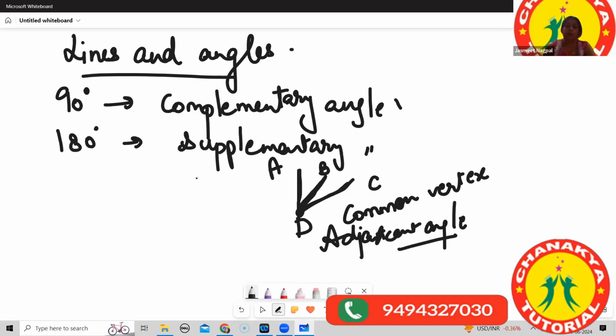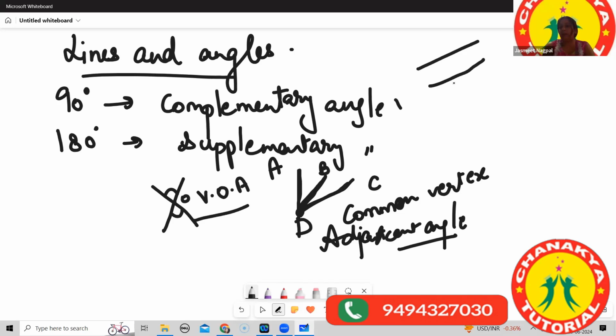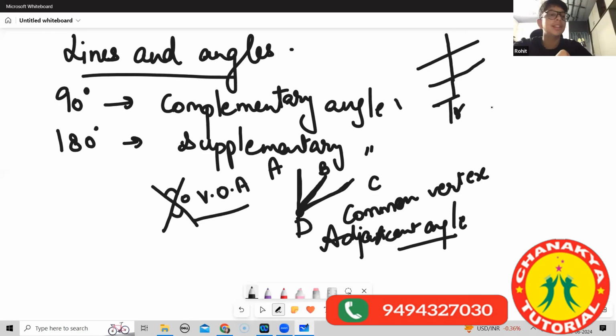Now, the next is vertically opposite. So this is a vertically opposite angle, this one and this one. The two lines intersect at only one point, meet at one point. That is known as vertically opposite angle, right? Yes, ma'am. Now the next is transversal. Transversal is when these two parallel lines are cut with a single line. So this is a transversal line. Ma'am, it's a line that cuts two distinct points. Two or more distinct points, right?